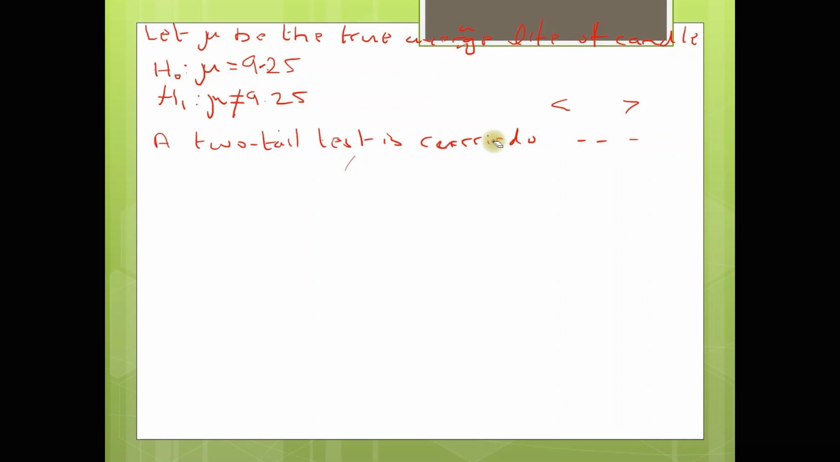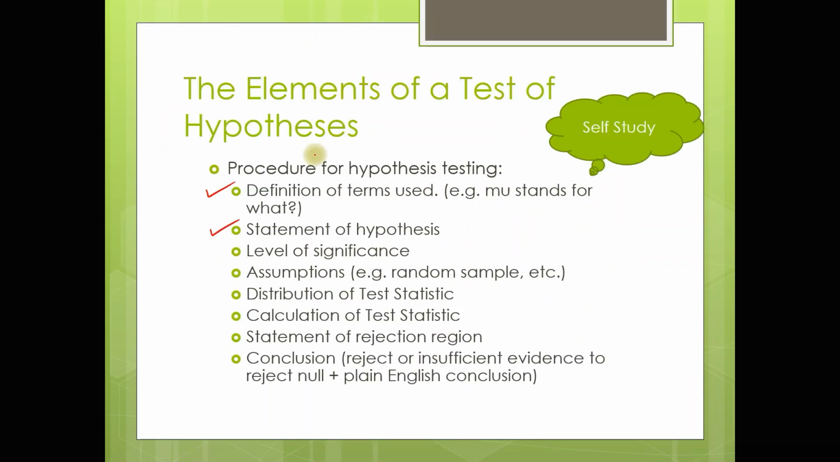Sorry, I'm just going to erase that. You can continue it later. A two-tailed test, I'm going to need space to write the other parts later on, so that's why I'm not going to write it fully. A two-tailed test is carried out with alpha equal to 0.05 or at the 5% level of significance. When you mention that, this is our third step done. So we are done with those three steps. The next step comes the assumption.